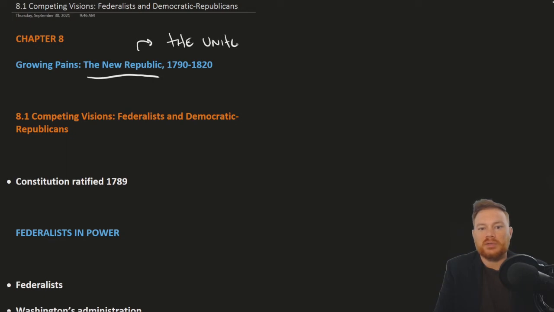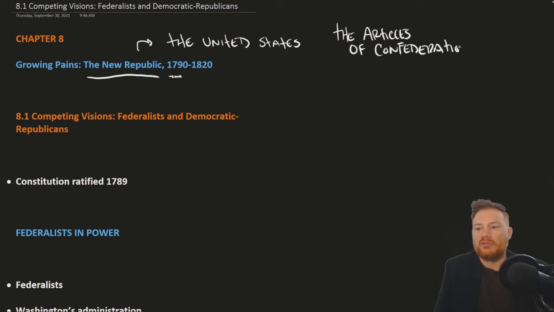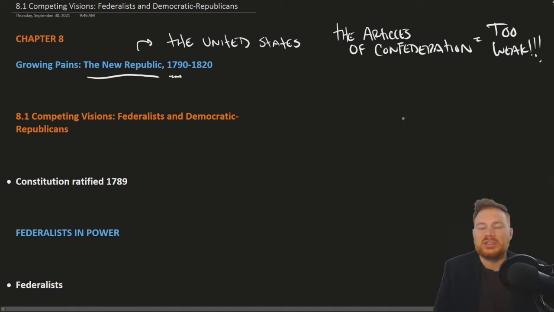We learned previously about how the 13 colonies came together, fought a war against Great Britain, and established a new nation, that is the United States. And just to briefly catch up to the 1790s, we had talked previously about the first national government that was created in the United States, and that was called the Articles of Confederation. And that government, in short, was too weak to function. The nation had a lot of issues under the Articles government.